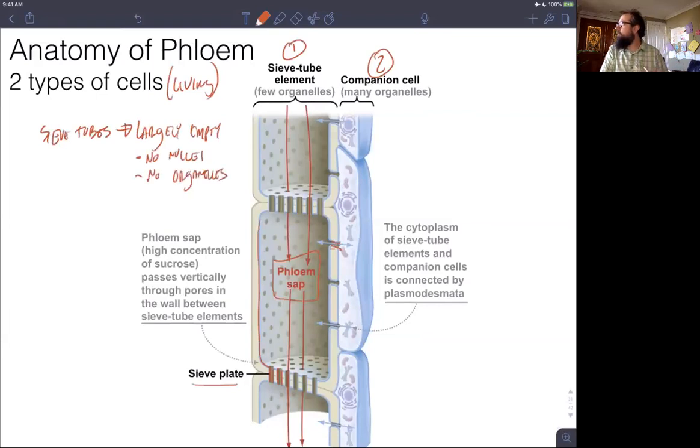They're really just there to move that sap through those sieve tube elements. But they are alive, and so they have to have these life support cells. And the life support cells are our companion cells. And so companion cells have all the cellular machinery to support the sieve tube elements.